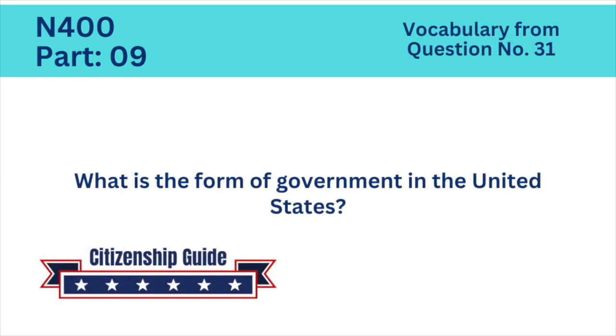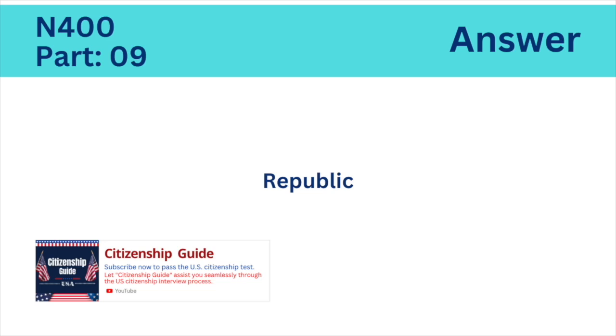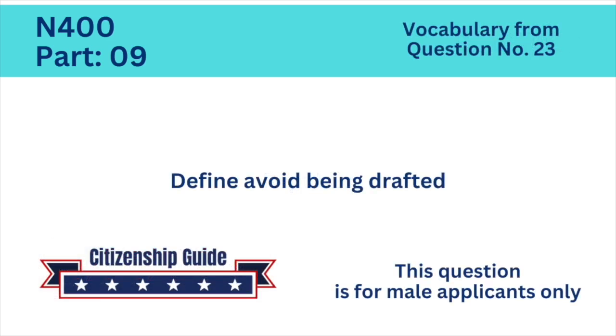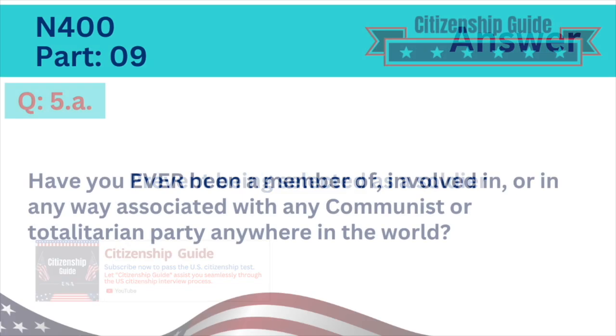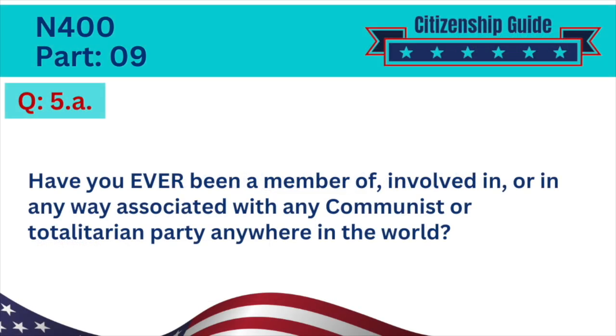What is the form of government in the United States? Republic. Define, avoid being drafted. Prevent being selected as a soldier. Have you ever been a member of, involved in, or in any way associated with any communist or totalitarian party anywhere in the world? No.